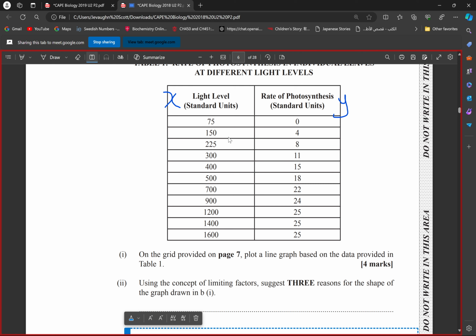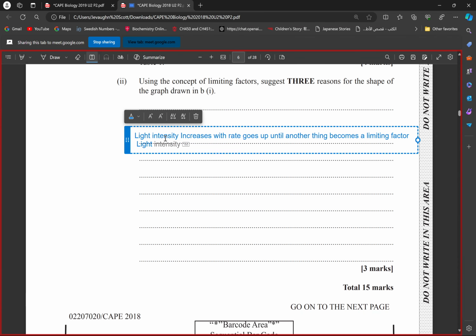Let me look in the chat real quick. So light saturation is a point. Okay, go ahead, Joe. Did you mention the point that before 75 standard units, no photosynthesis occurs? Standard units. Yes, I would say that the plant cannot photosynthesize. Well, the threshold of light that the plant uses to photosynthesize is 75 units from the graph.